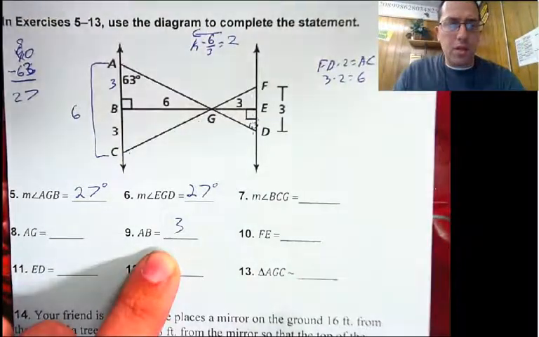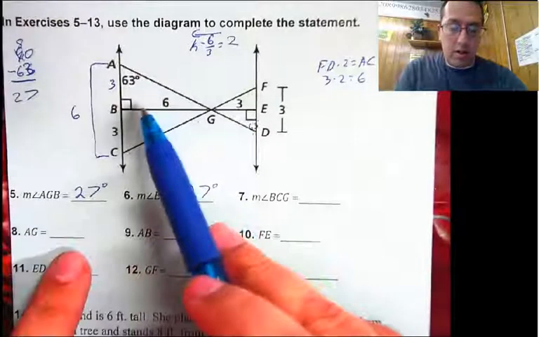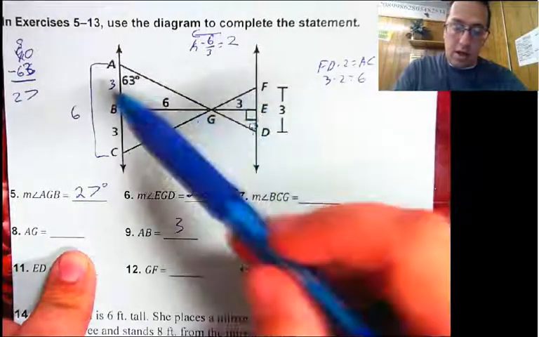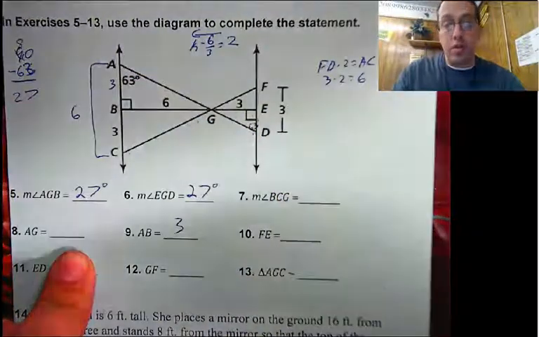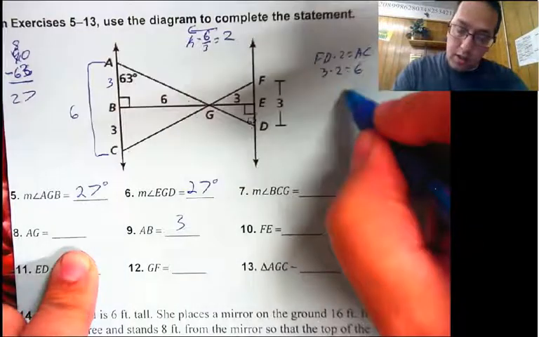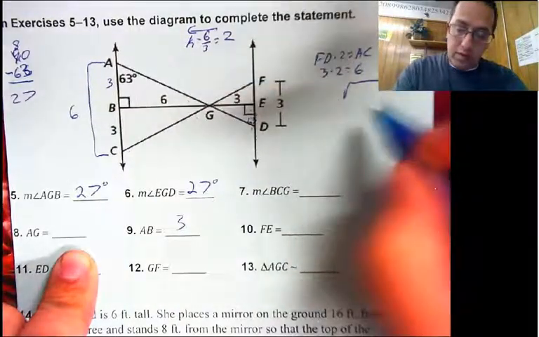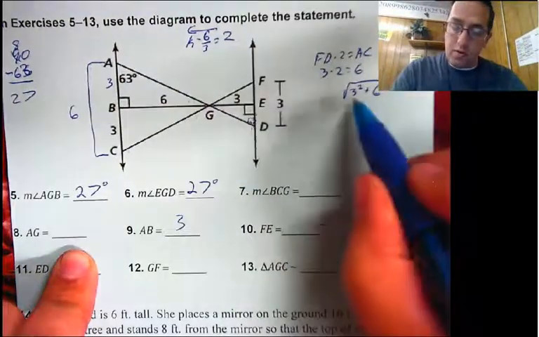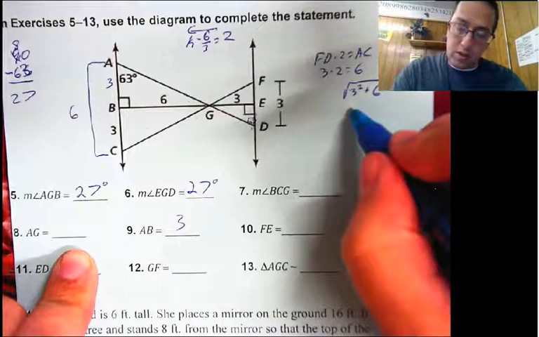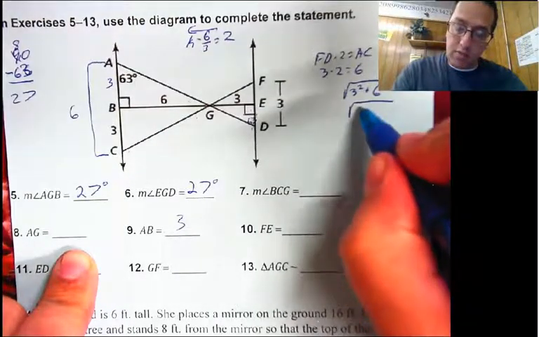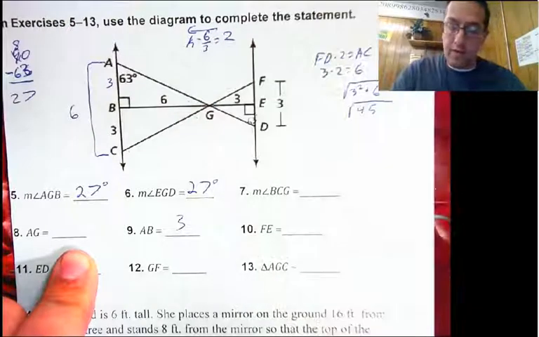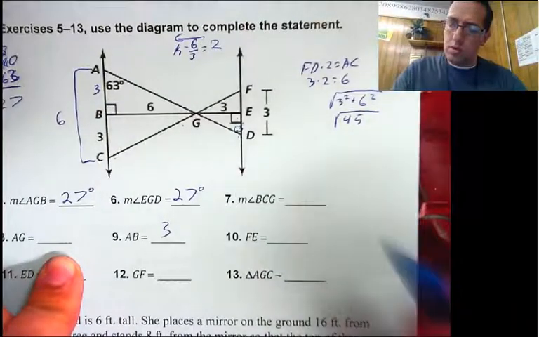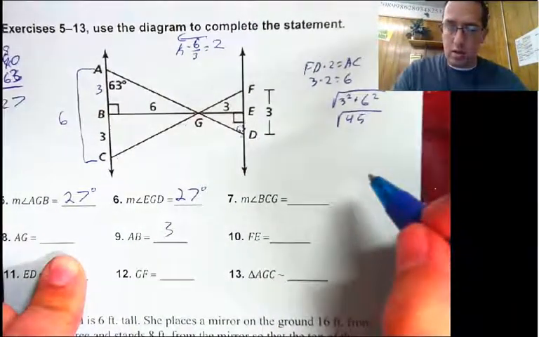Okay. Now, I needed that a minute ago to find AG, didn't I? So now that I have it, let's do AG. I have a right triangle, so I can do Pythagorean theorem, right? So that would be the square root of 3 squared plus 6 squared. Well, 3 squared is 9, and 6 squared is 36, so 9 plus 36 would be 45. I don't want to leave square root of 45. That's not proper, right? We've got to simplify it if we can.